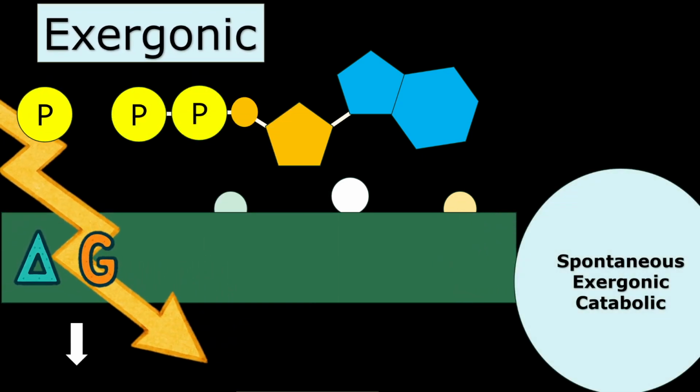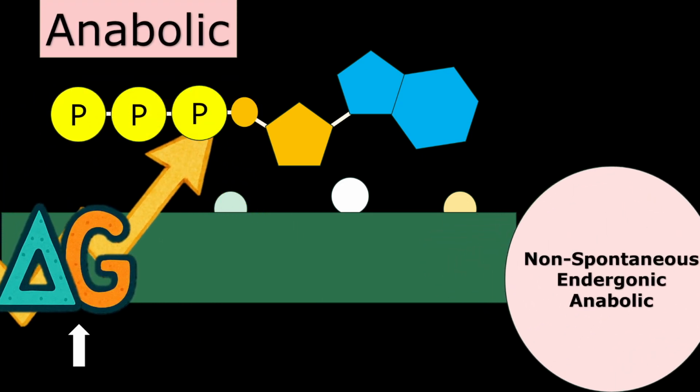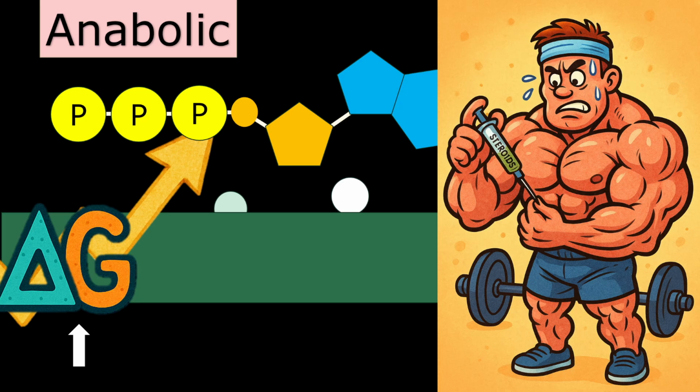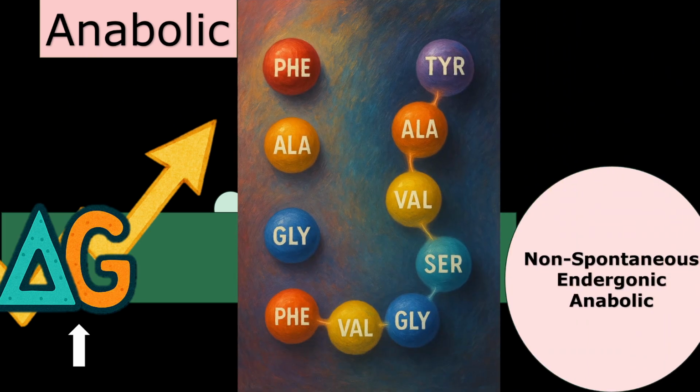When delta G is negative, the reaction is exergonic. Ex means exiting. Energy is released, and the reaction is spontaneous, or runs on its own. In cells, reactions that build larger molecules from smaller ones are called anabolic, like anabolic steroids build muscle proteins. Anabolic reactions form chemical bonds requiring energy, and so are endergonic.